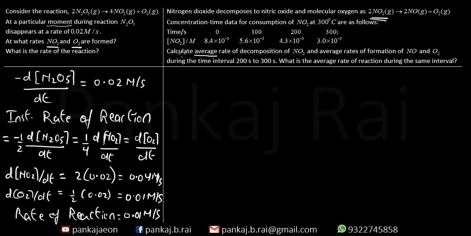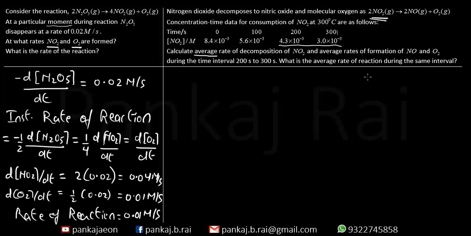So what we are asked is to calculate the average rate of decomposition of N2 and the average rates of formation. That is the same. If we can find this, we will be able to find these two, but during the time interval 200 seconds to 300 seconds. So we have to find the average rate during this time interval, and find what is the average rate of reaction.